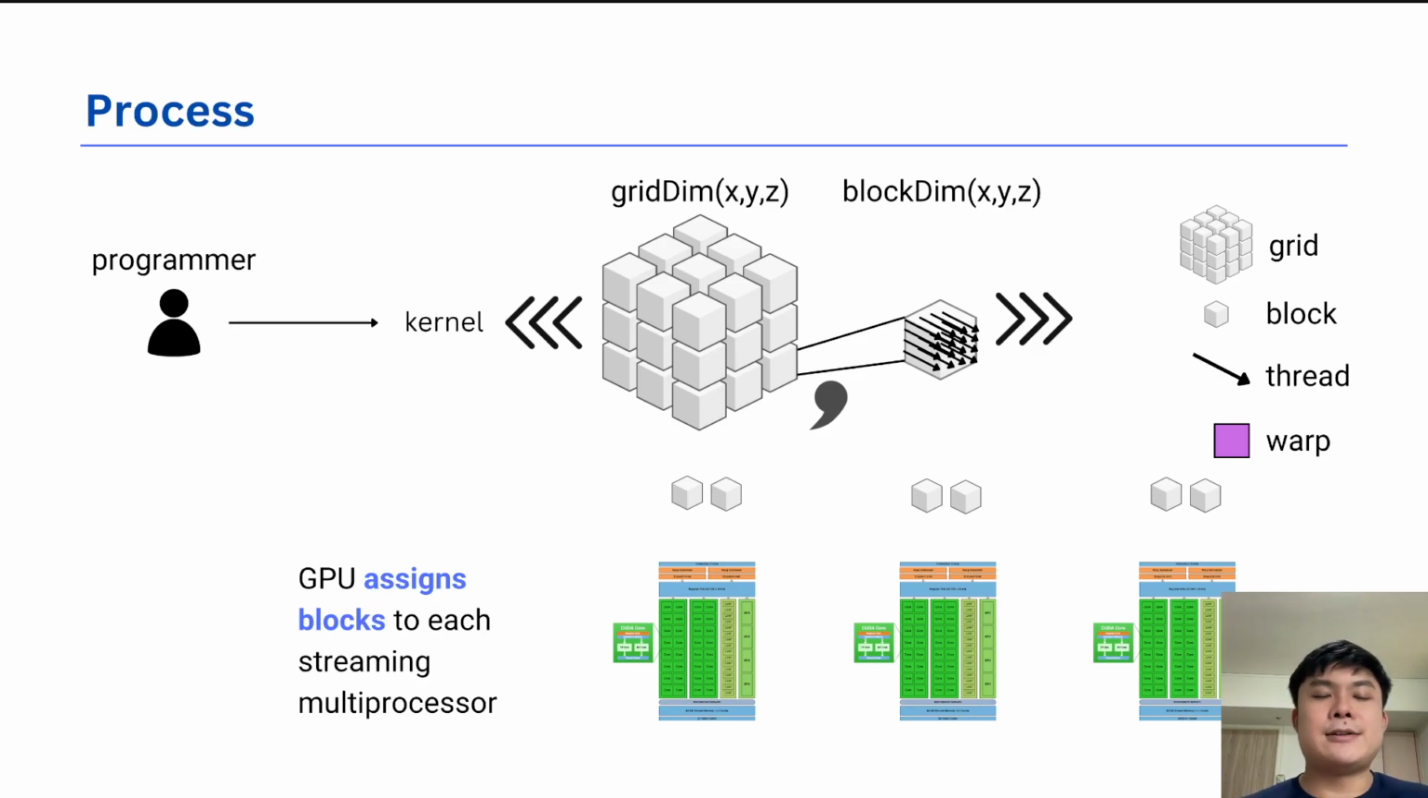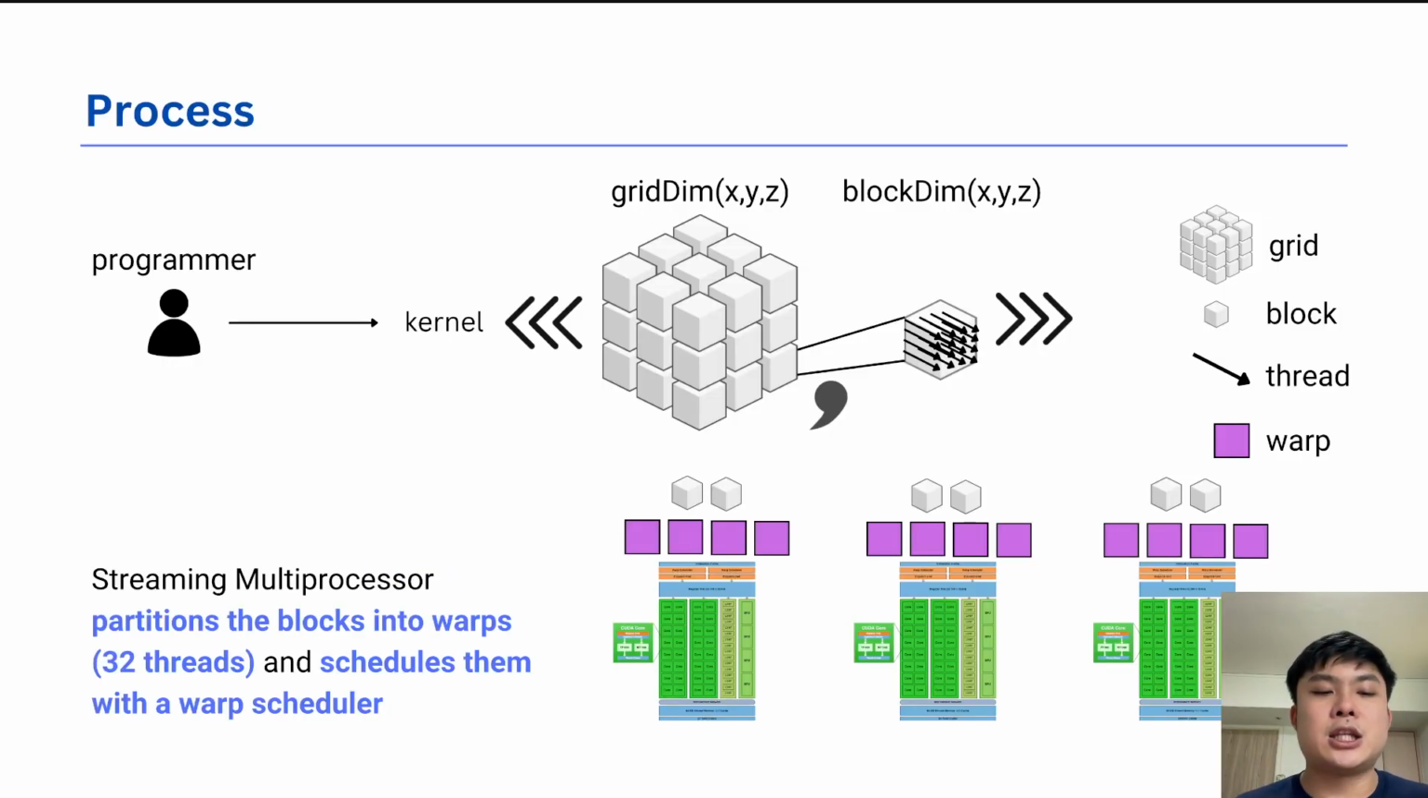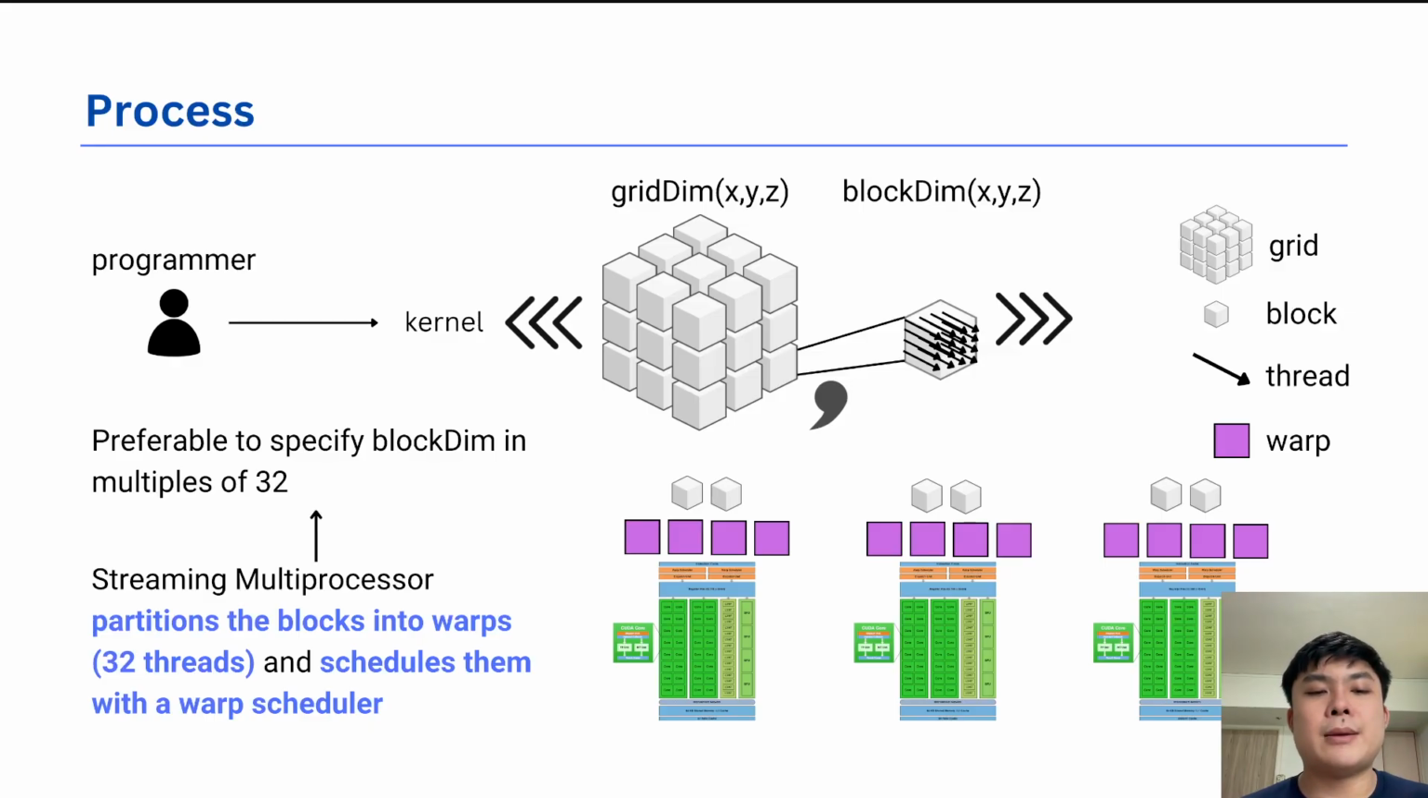So once we have specified the number of blocks and the grid dimension, the GPU will start to assign these blocks to each streaming multiprocessor. However, the streaming multiprocessors do not process these blocks directly. They have to first partition the blocks into warps, and each of these warps contains 32 threads. So here we can see why it's preferable to specify the block dimension in multiples of 32, so that it is able to more efficiently partition them into the warps.